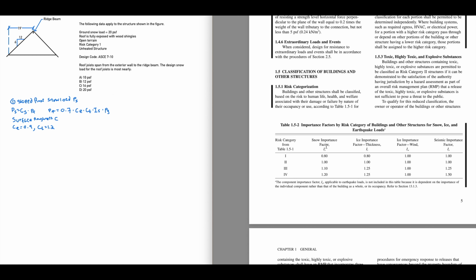And we are risk category 1. That's given right in the problem statement, risk category 1. So the snow importance factor, IS, is equal to 0.8. So we'll write that down as well.